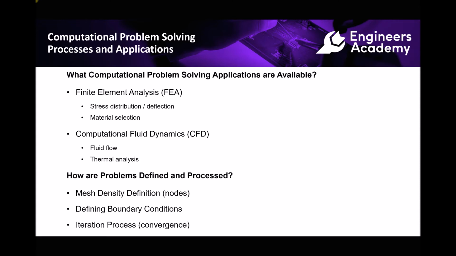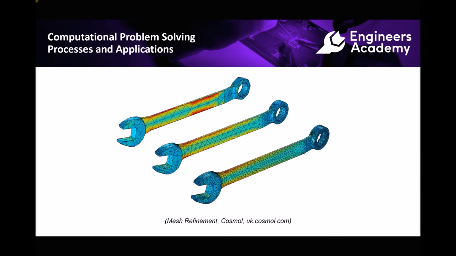So this brings us on to how these types of problems are defined and processed. We're going to look at three key elements. We're going to look at something called mesh density, we're going to look at boundary conditions, and then we're going to discuss something called the iteration process. So first of all, mesh density.